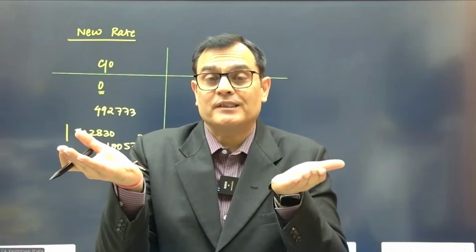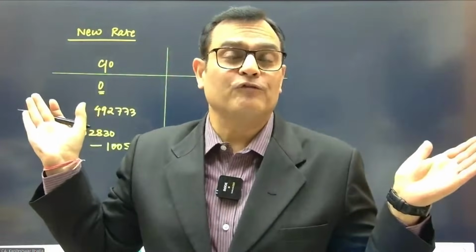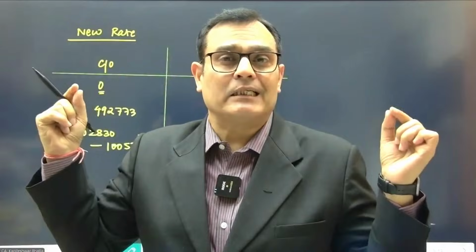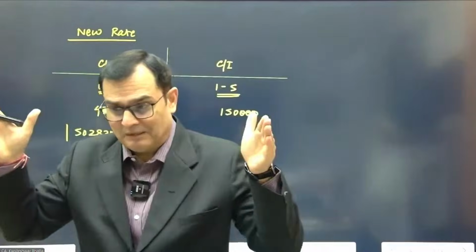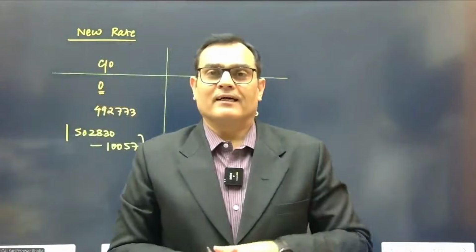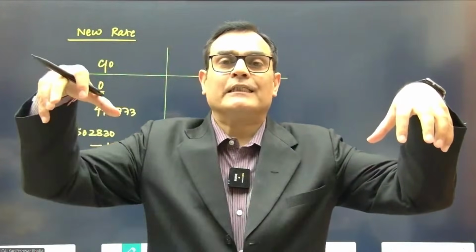Now you're reducing the outflow, with the inflow the same. So is the internal rate of return going to increase or decrease? What do you say? Think mathematically. Earlier you took that 502,800 as outflow and the inflows.